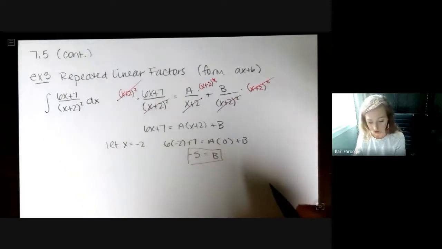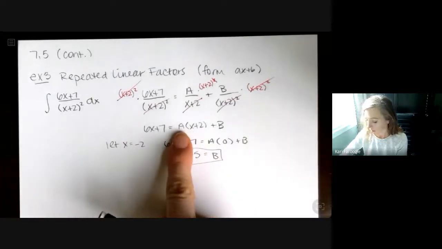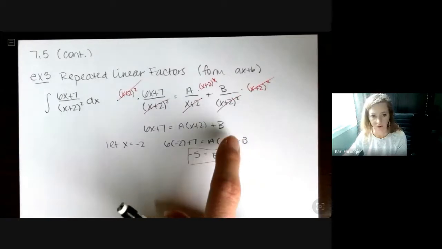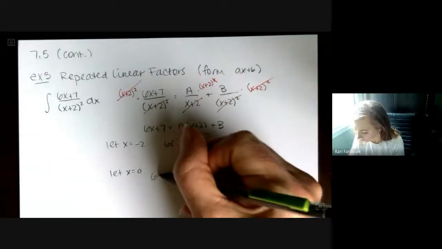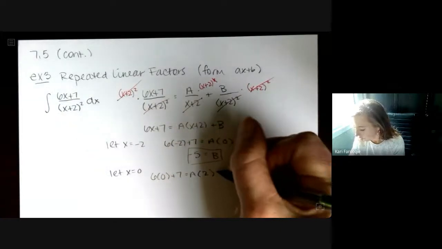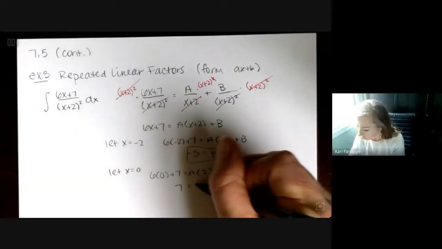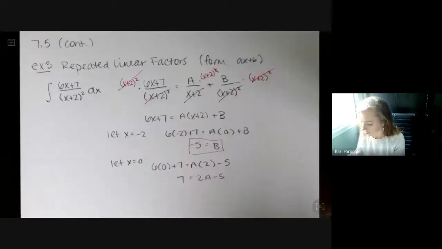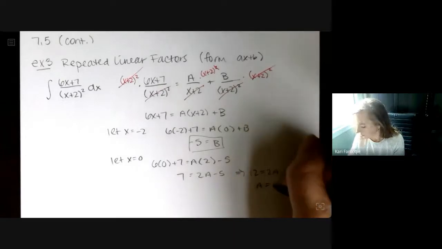And now I just need to find a. Since we already know that b is -5, if I'm trying to solve for a, you can let x be any value you want just to try to get the value for a. So, for instance, you could say let x be 0. Well, 6 times 0 plus 7 is a times 0 plus 2 is 2. And I know that b is -5. So I'll just think of b as being plus -5, which is -5. 7 then is 2a minus 5. Add 5 on both sides, and you get 12 equals 2a, and a equals 6.